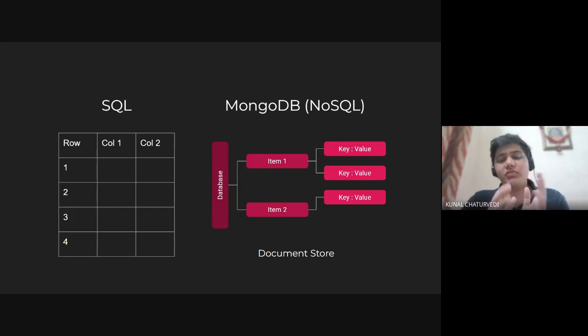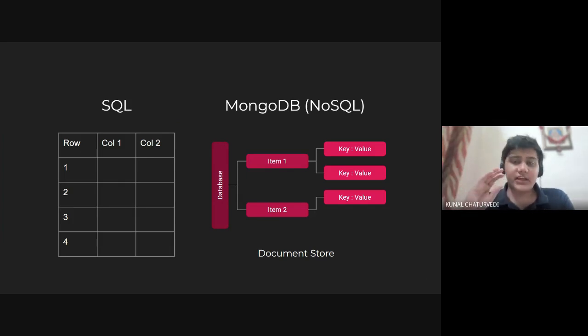So in MongoDB, we have this database, and inside of this database, in this diagram for example, we have item 1 and item 2, and associated with these items is something which I'll call a property for now, and this property is defined by a key and a value. You can see this item 1 has two properties, while item 2 has only one property.